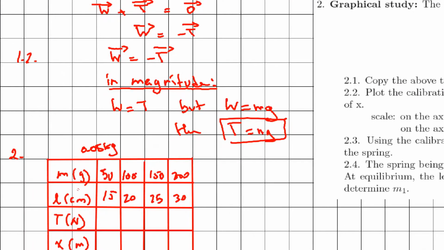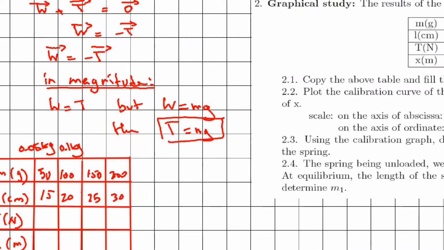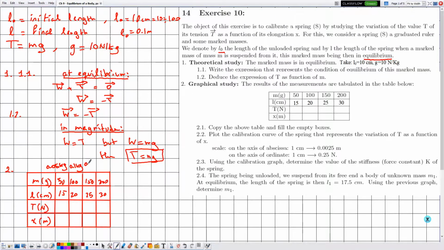Then 100 divided by 1000 is given by 0.1 kilograms. 150 divided by 1000, this is 0.15 kilograms. And 200 divided by 1000, this is 0.2 kilograms. Now let me calculate the corresponding tensions.